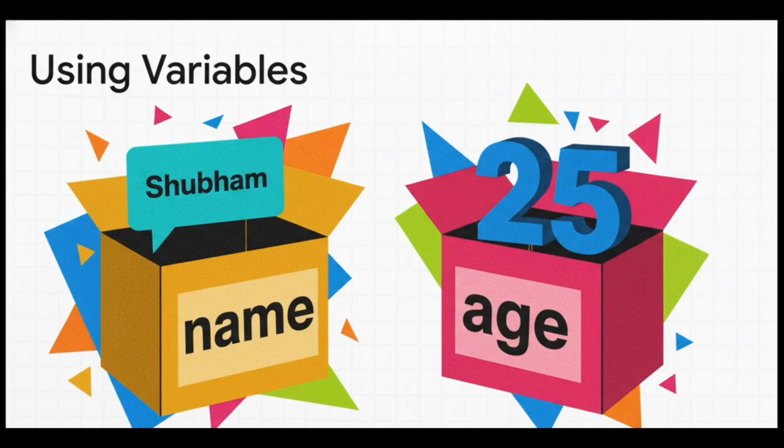For example, you could have a box labeled name and store the text string Shubham inside it. Then you might have another box labeled age and store the whole integer number 25 inside that one. Notice that variables can hold completely different types of data, strings for text, integers for whole numbers. This is what allows your programs to store and reuse information so easily.